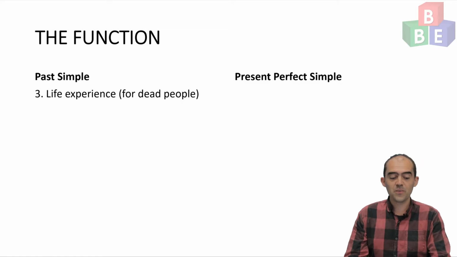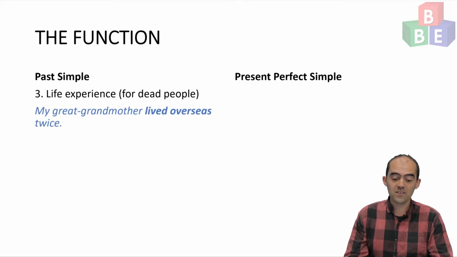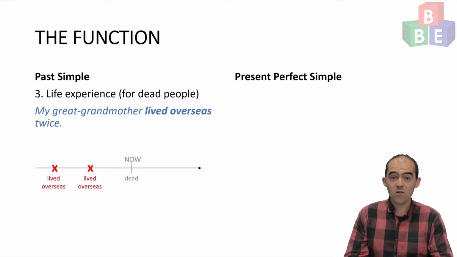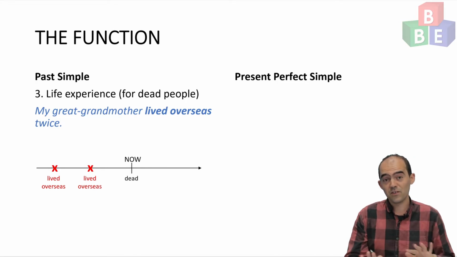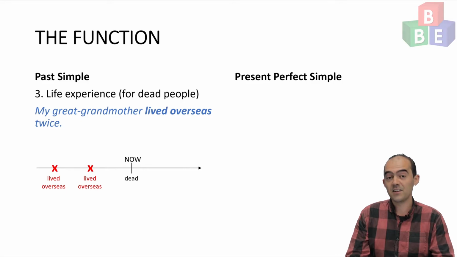Thirdly, we use the past simple to talk about life experience for dead people. My great-grandmother lived overseas twice. So she lived overseas once, she lived overseas twice, and now she is dead. Her life is over. She can't have any more life experiences. That is also finished.